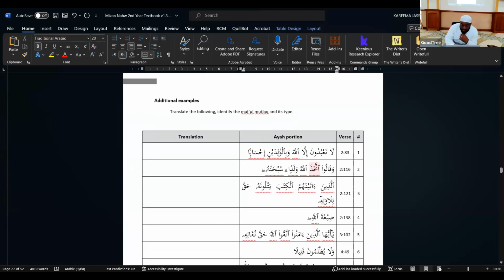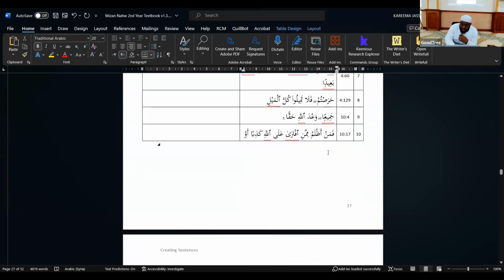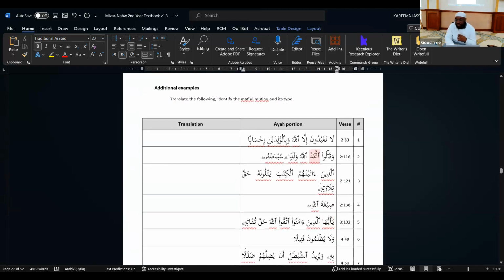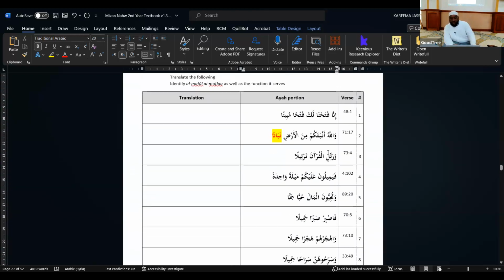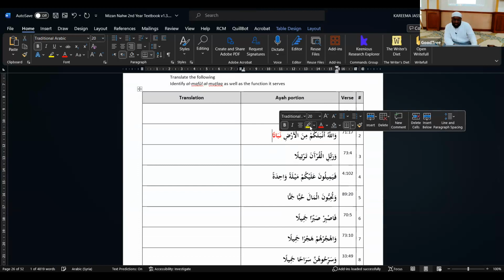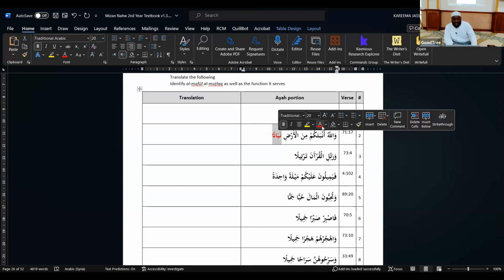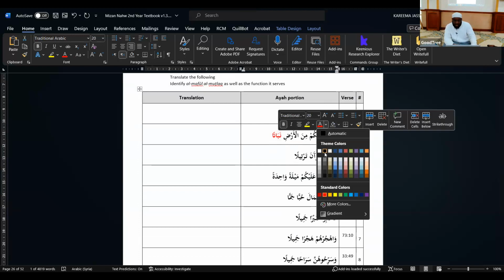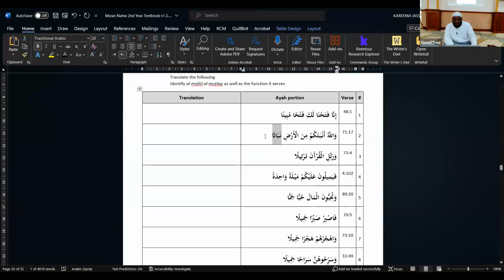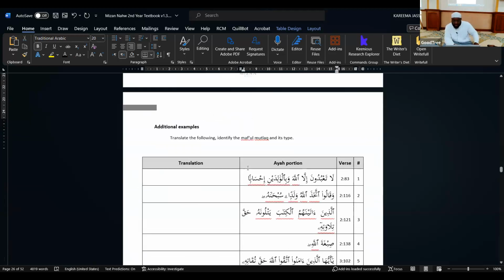طيب. Okay, do until page number 27. In the meantime, I will look up this. والله أنبتكم من الأرض نباتا. Right? I'm not saying it's a wrong example. I understand how it's maf'ul mutlaq, but I can't appreciate the language. So I will look it up and see what the scholars say about it. So do page number 26 and 27.